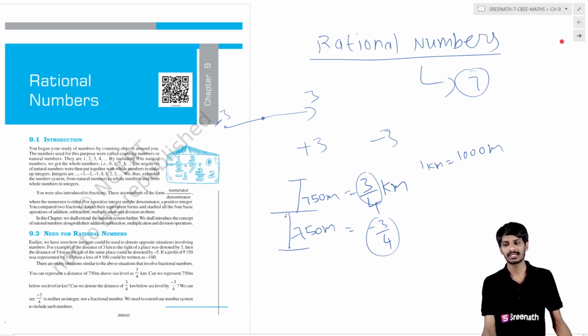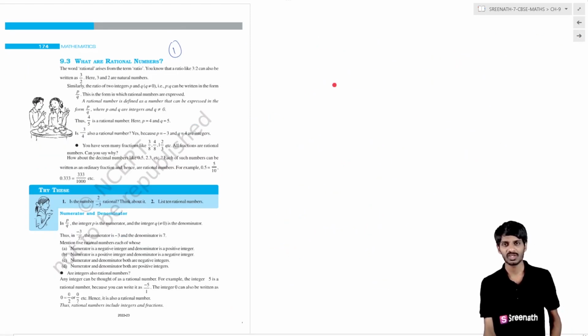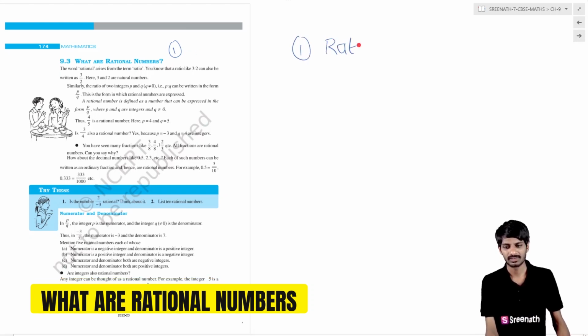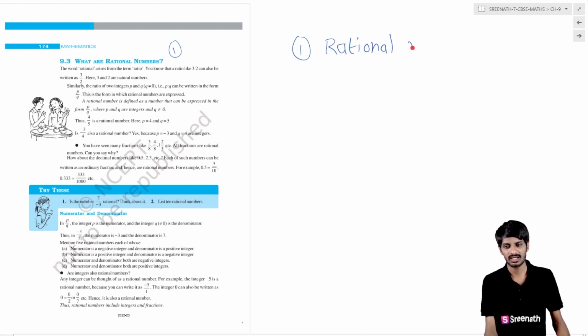Now we are going to discuss each topic in detail. The first topic we are going to learn is what are rational numbers. It is the first topic, rational numbers.